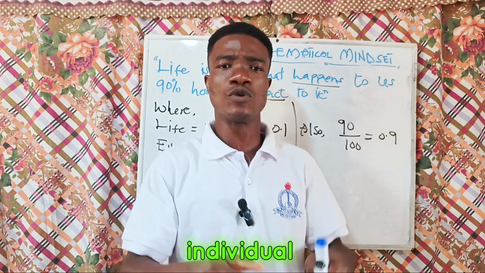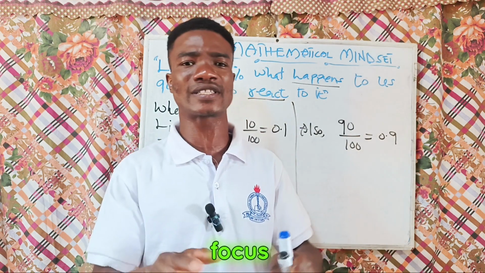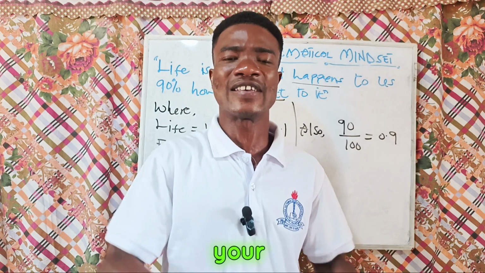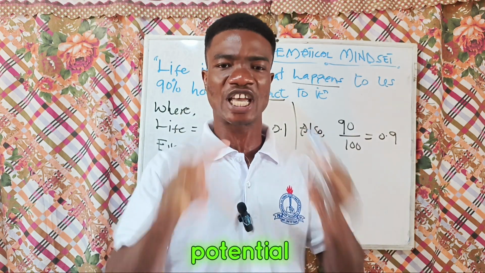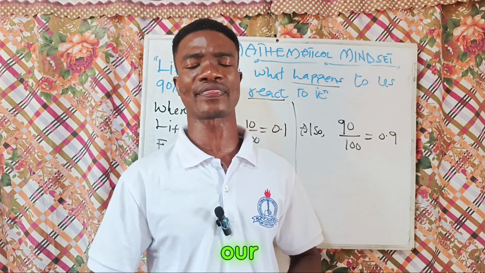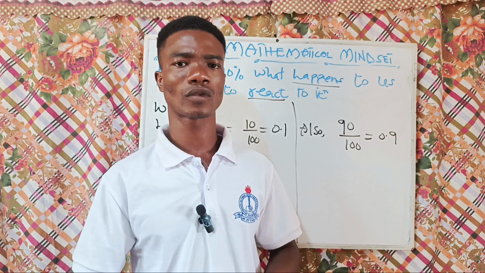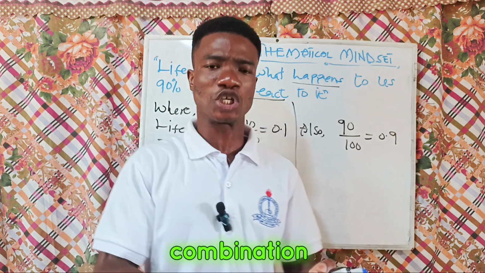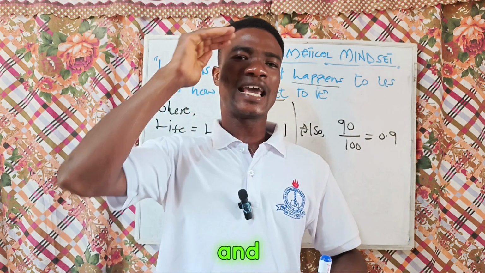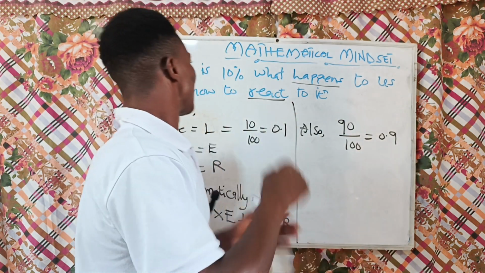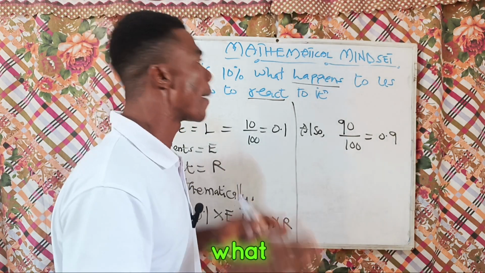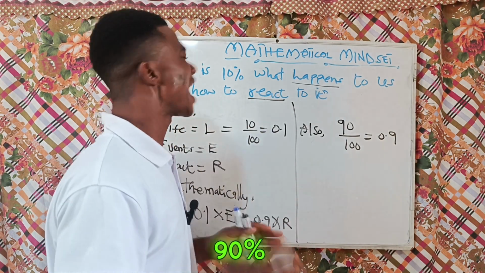So as every individual, the most important thing to focus on in life is that life is making decisions out of your adversities. Life is making potential decisions out of the challenges and obstacles that we go through every day in our life. That's why there's a combination of reaction and events, and the event is always 10%, what happens to us. Life is 10% what happens to us, and 90% how to react.